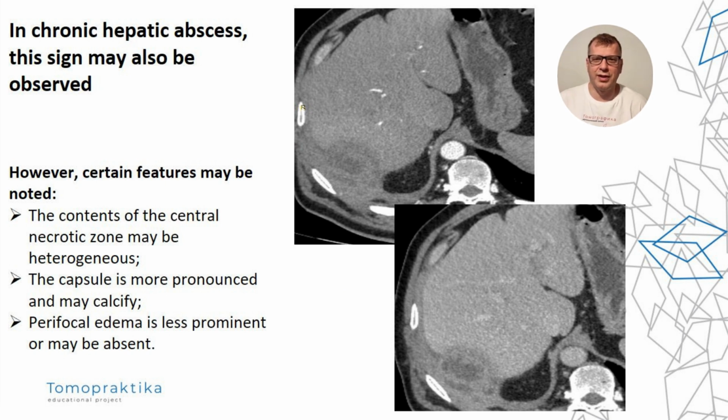In chronic liver abscesses, the sign can still be present, but with some differences. The central necrotic zone may look heterogeneous. The capsule becomes more prominent and sometimes even calcifies, and the perifocal edema may be less pronounced or absent altogether.